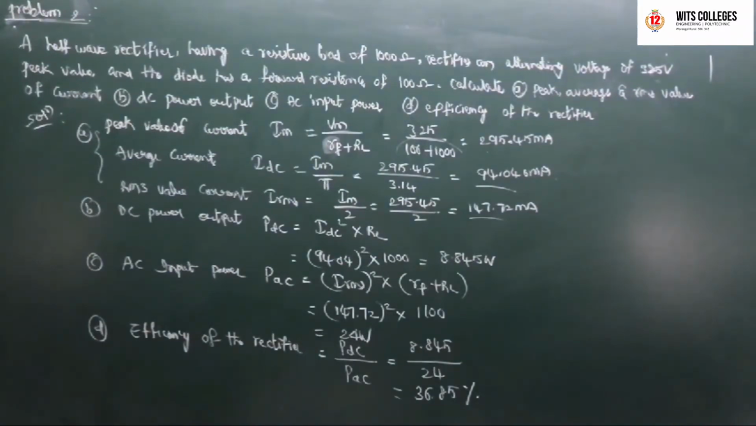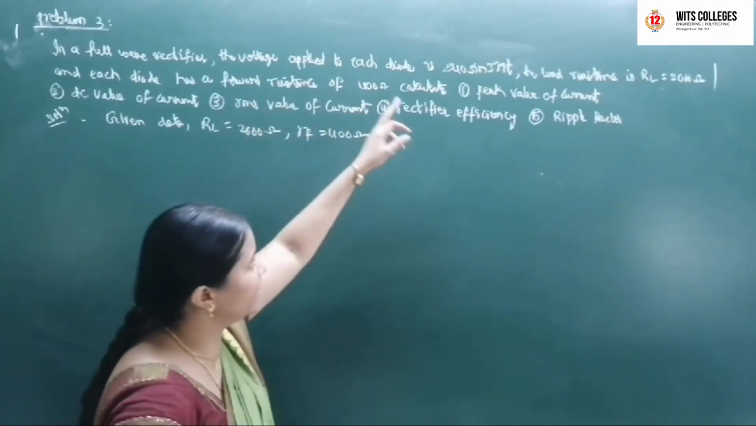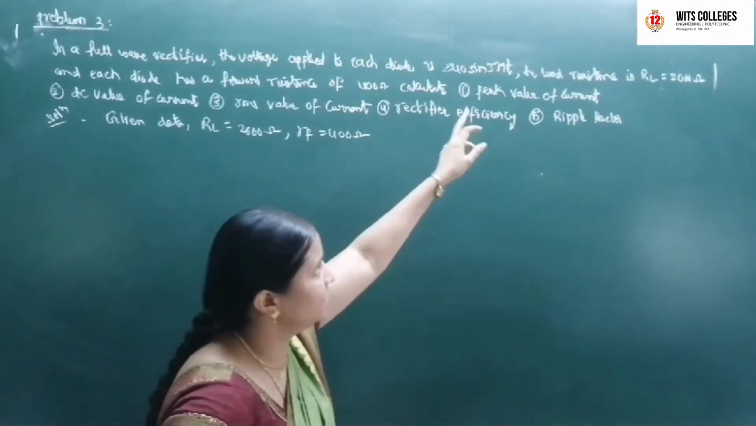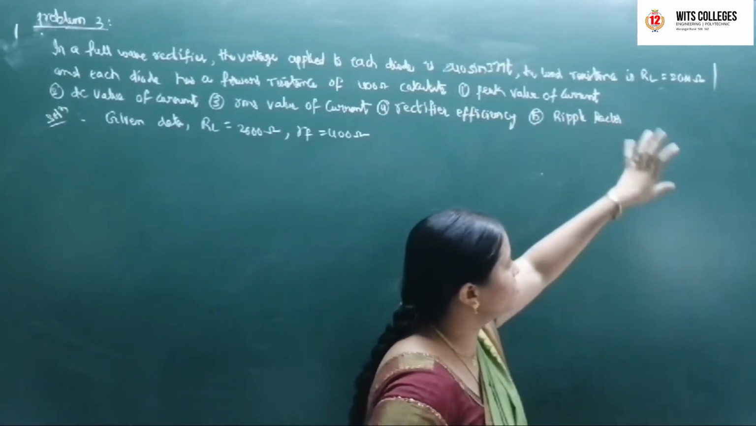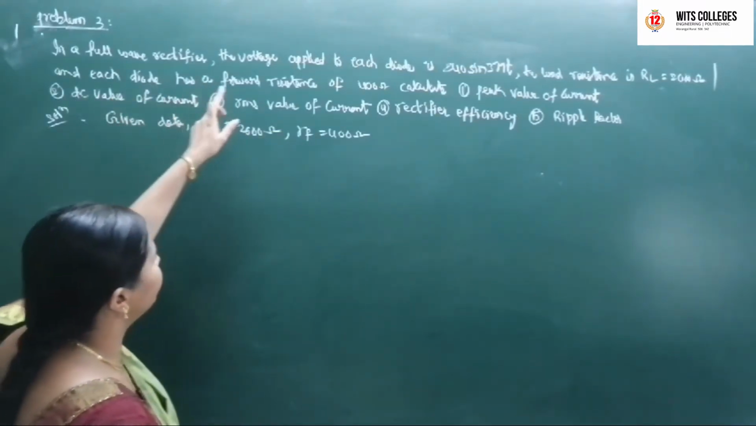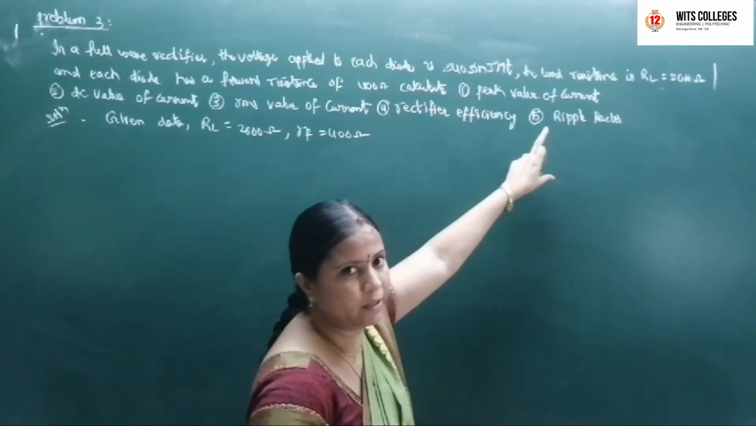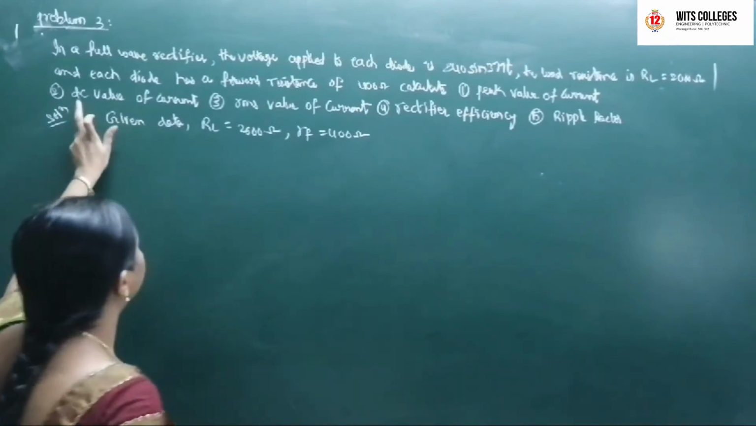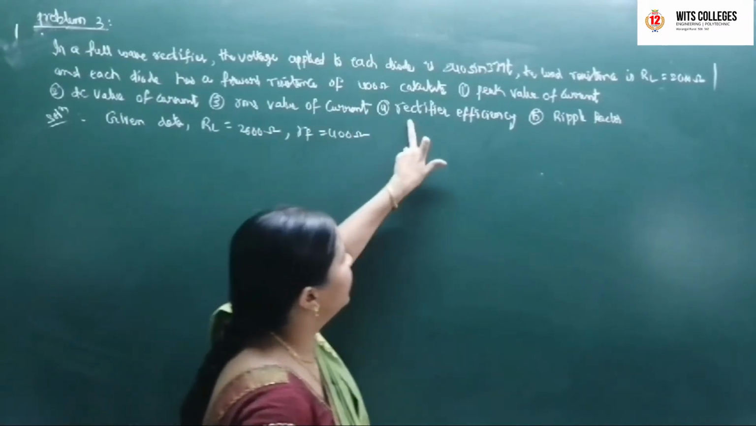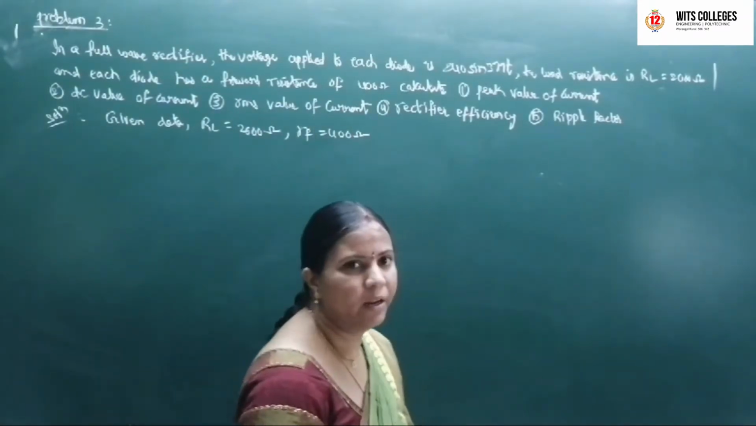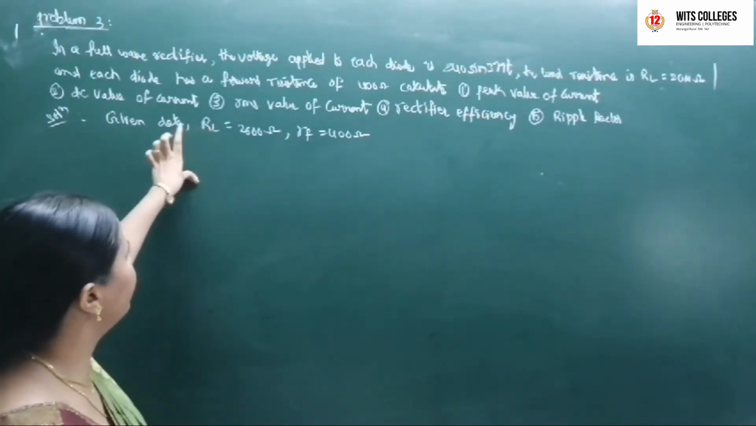Next, the third problem: in a full wave rectifier, the voltage applied to the diode is 340 sin omega t, the load resistance value is 200 ohms, and each diode has a forward resistance of 400 ohms. Calculate the peak value of current, DC value of current, RMS value of current, rectifier efficiency eta, and ripple factor.